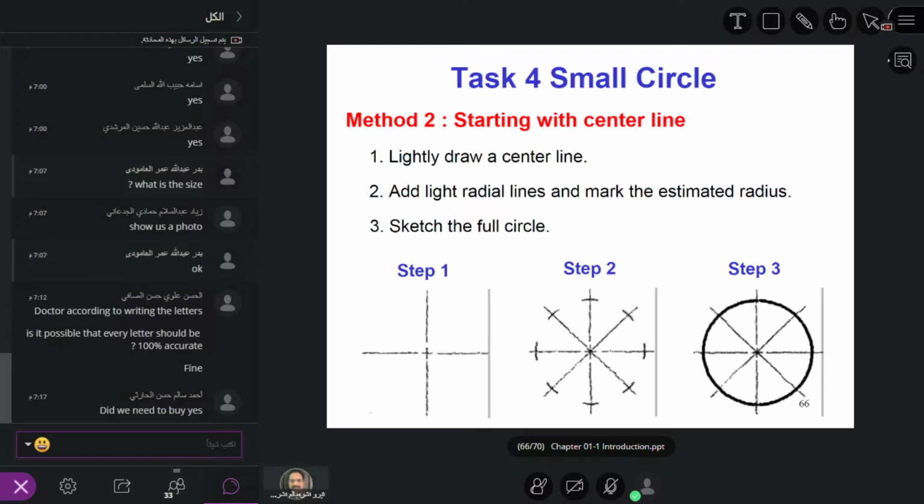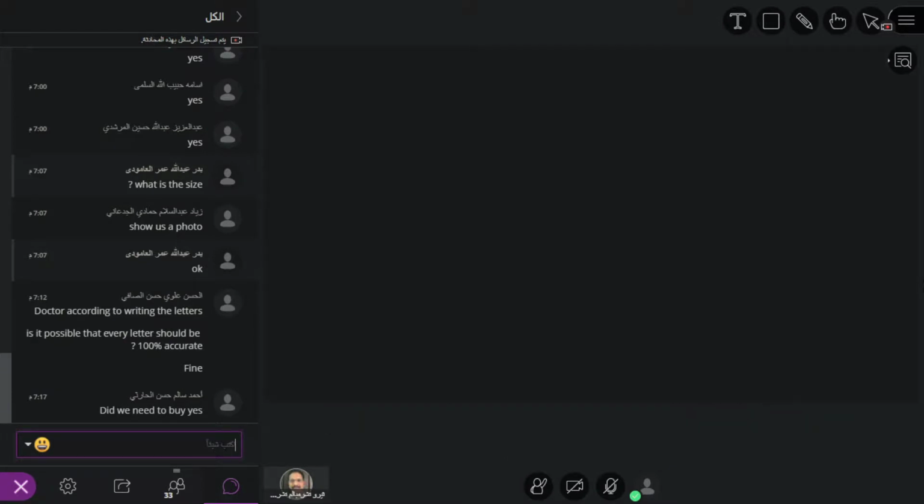Then small circle. How are we making it, guys? I think you are confused about what I'm saying. This is a freehand sketch. Let me show you because you're confused now. What is a freehand sketch? Let's say I want to draw a freehand.